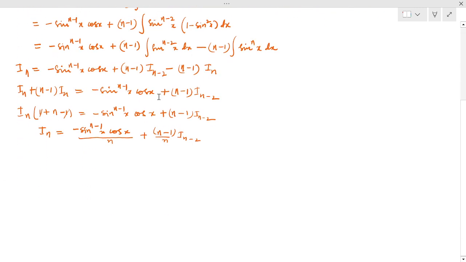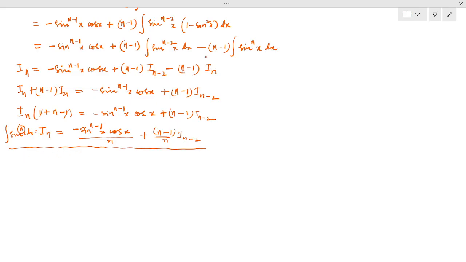Now look at this. This is called I_n. What is I_n? You people are already aware. This is the integration of sin^n x dx. Look at this, this is n, and we have expressed it in terms of n minus 1 and I_(n-2). So this is the reduction formula for the integral of sin^n x dx.